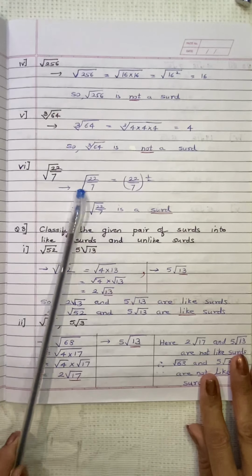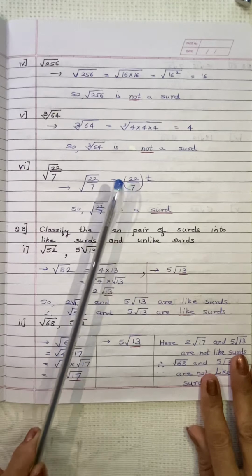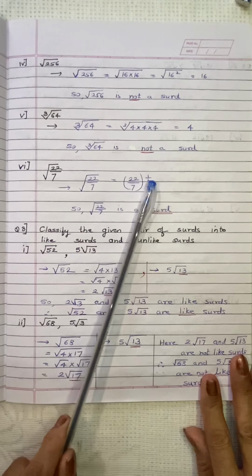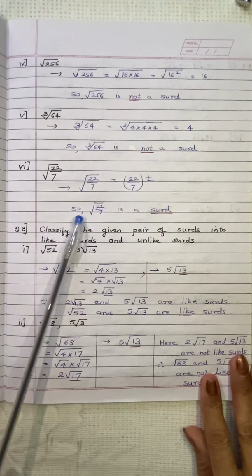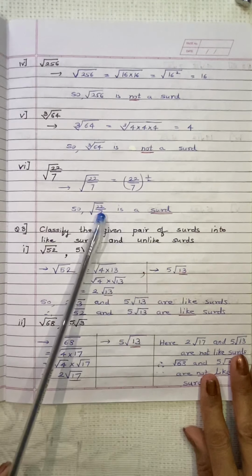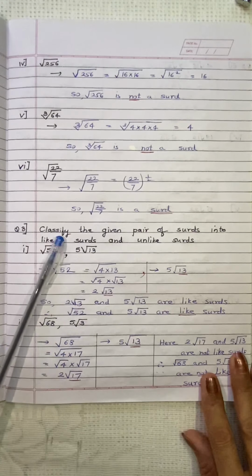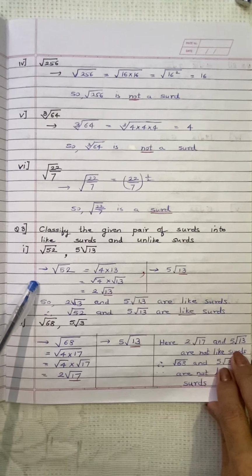And root 22 upon 7, we can write this as 22 upon 7 raised to half. So root 22 upon 7 is a surd. We know it is the value of pi, and we get an approximate value, that is 3.14.